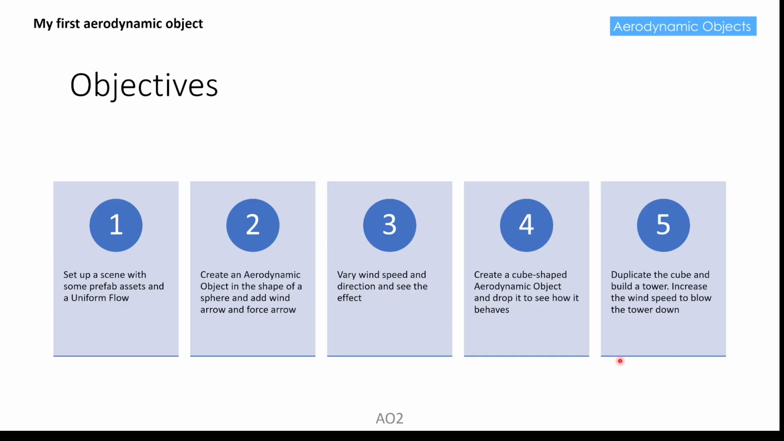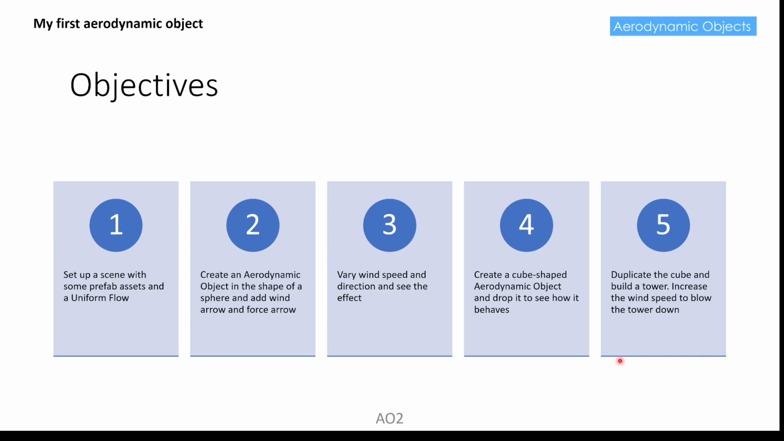Firstly, we're going to set up a scene with some prefab assets and a uniform flow. Then we're going to create an aerodynamic object in the shape of a sphere and add wind and force arrows. Then we're going to vary the wind speed and direction and see what it does.